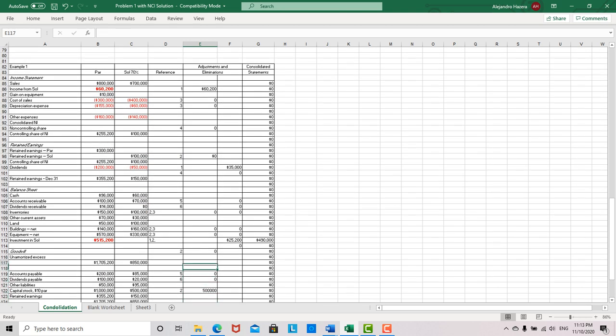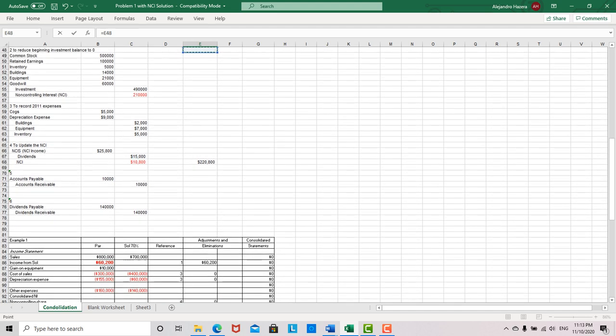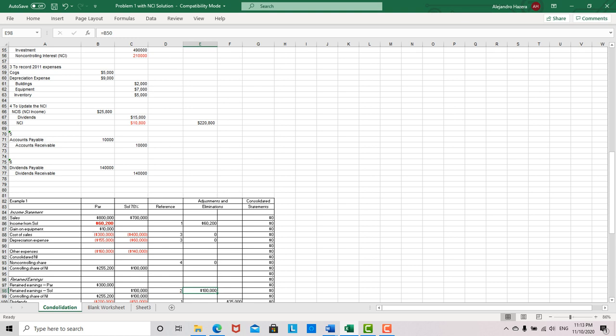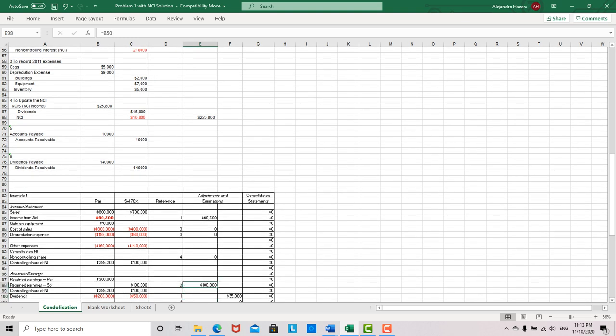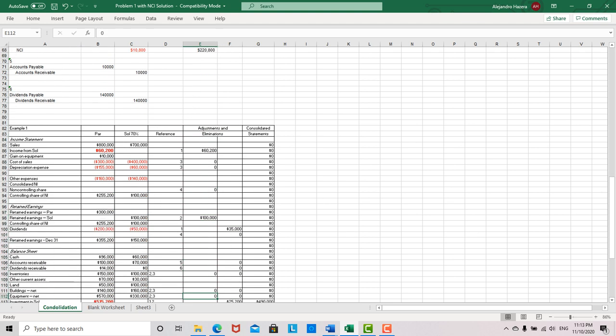Second in entry 2 is the sub's beginning retained earnings, because these are all beginning amounts, after all, 490 is the beginning amount. So we're going to debit the sub's retained earnings for $100,000. Next, in entry 2, we're going to write up a bunch of assets, starting with inventory, buildings, and equipment. So in entry 2, we're going to debit inventories. It's going to be entries 2 and 3 there, you can see.